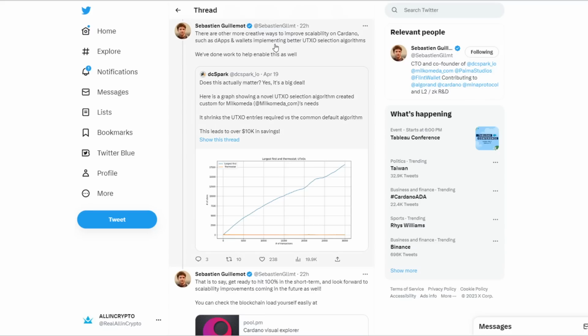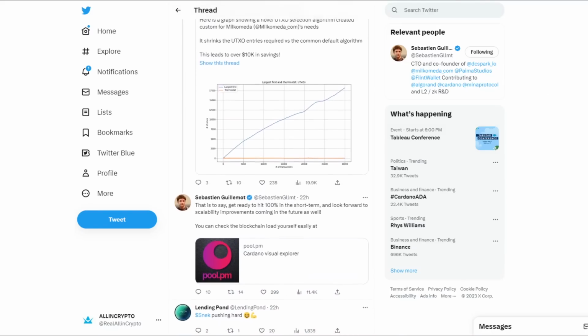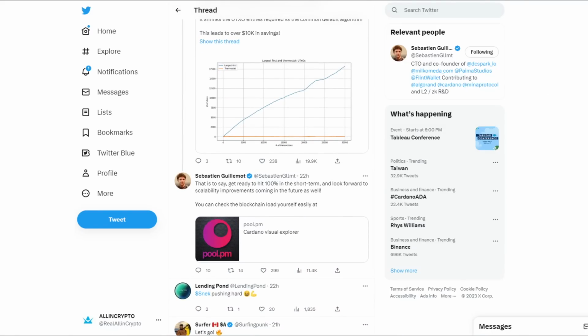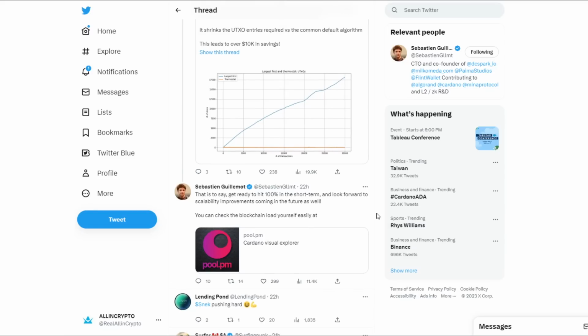So there are more creative ways to improve scalability on Cardano, such as dApps and wallet implementation, better UTXO selection algorithm. We've done work to help enable this. And you can see, of course, this is usage on Milkomeda. It's pretty cool. That is to say, get ready to hit 100% in the short term and look forward to the scalability improvements coming in the future as well.